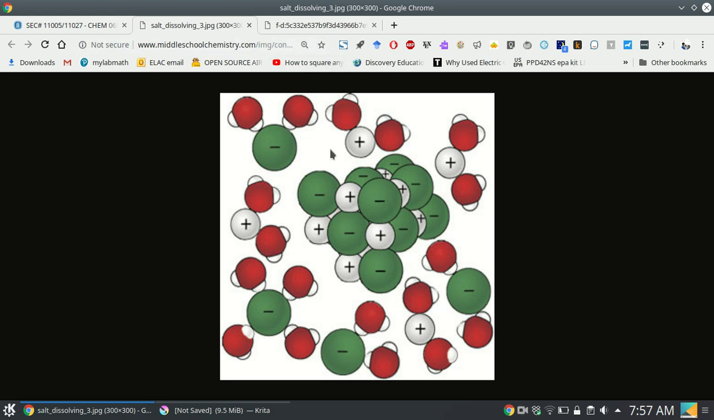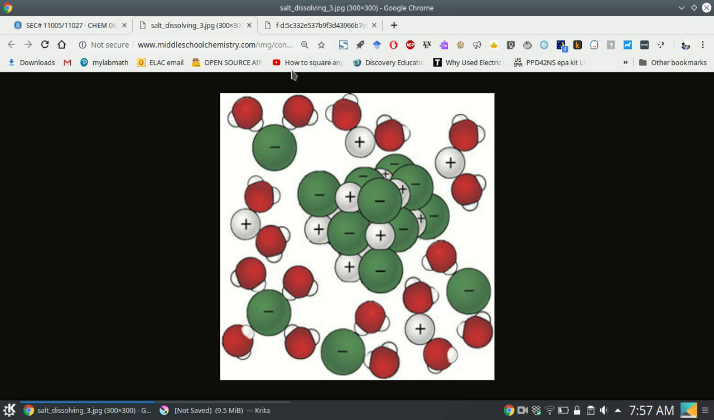This is one reason why when salt dissolves in water, the water seems like it can conduct electricity. That's true for any ionic compound. If water dissolves it, that new solution is more conductive to electricity than it had been before.